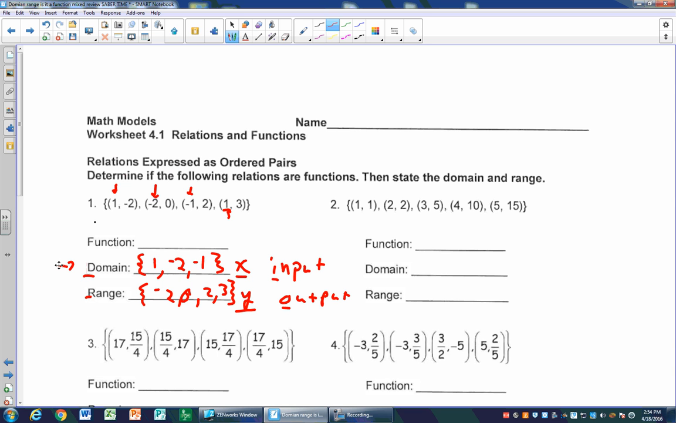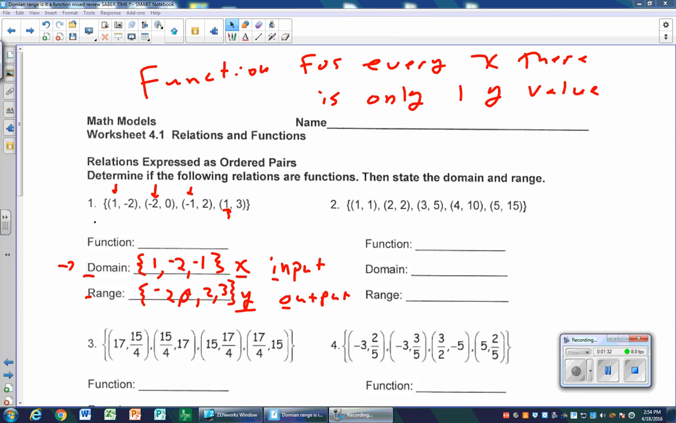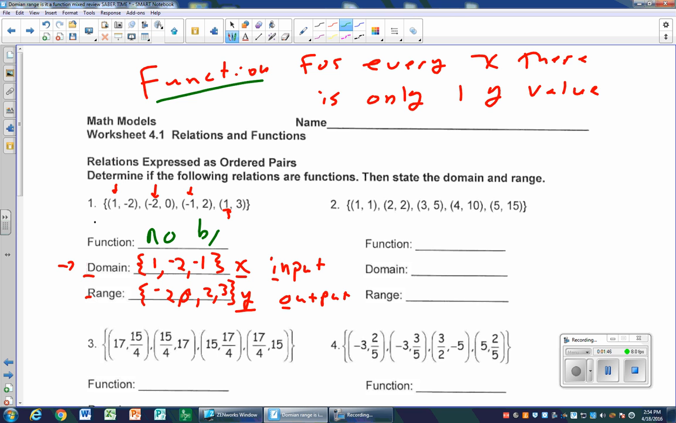Is it a function? The definition of a function: for every x, there is only one y value. So that's a very important vocabulary word to remember, function. For every x, there's only one y. Well, this is no, because as we already found out, 1 goes to -2 and also goes to 3. No, because it's (1, -2) or (1, 3). 1 has 2 values, so it's not a function.